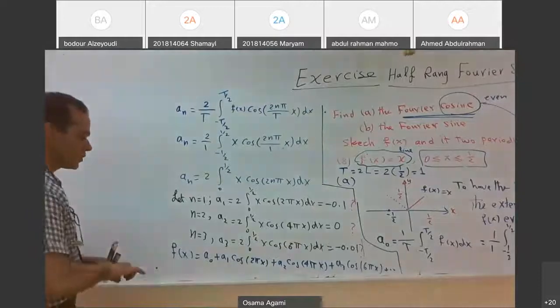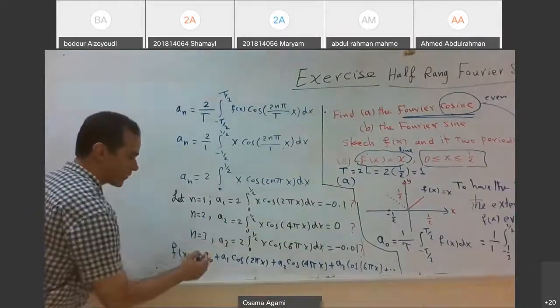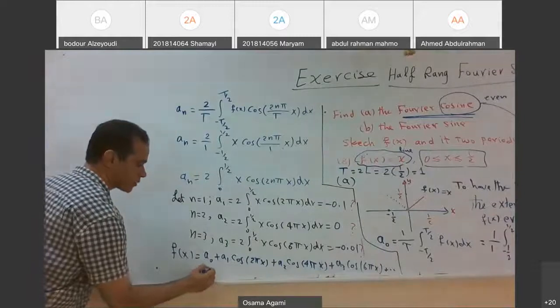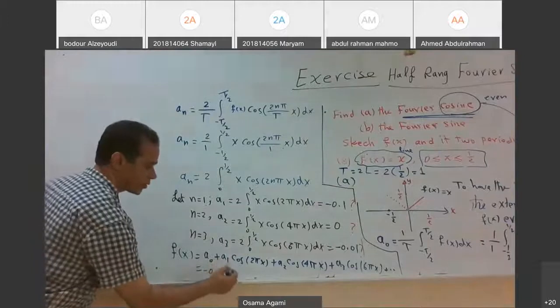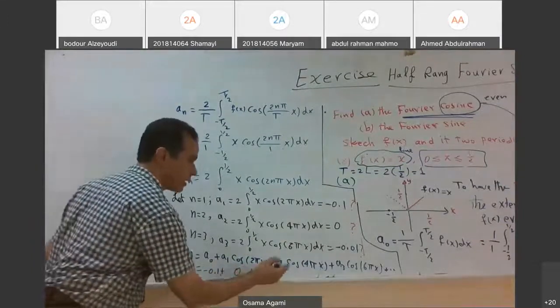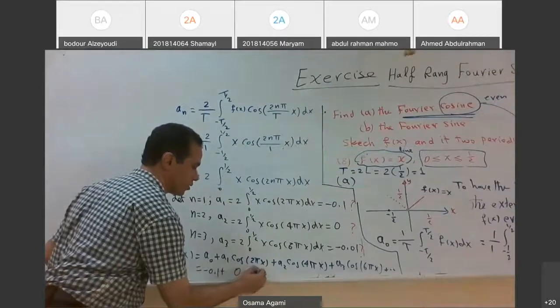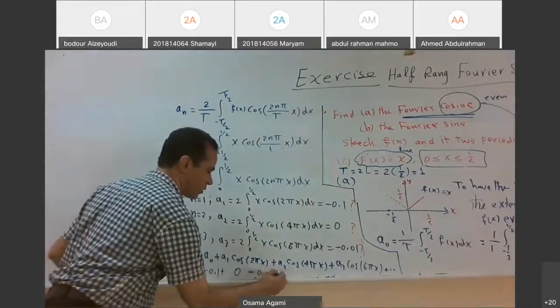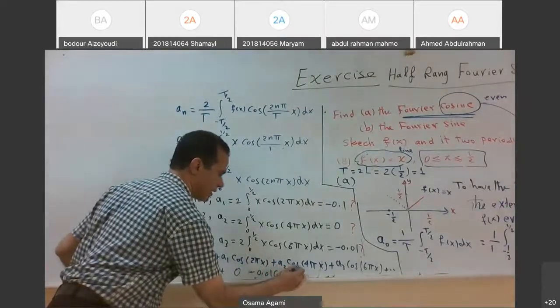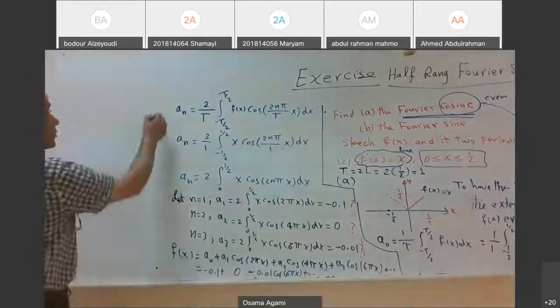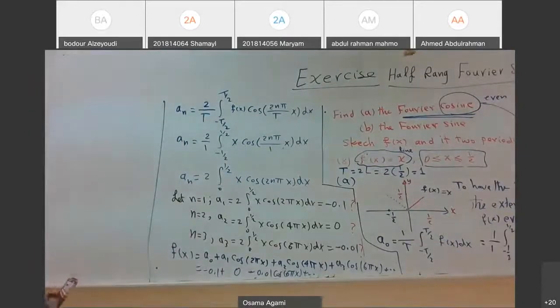Now, what you are going to do, you just substitute a0 by the value you have, right? So this one will be minus 0.1, okay, plus what's a1? 0. So this one will be 0, plus a2 will be also minus 0.01 cosine 6πx, plus etc. So this is how to find your Fourier series one by one. If you can integrate using integration by parts, you can find a_n from n equal to 1 to infinity.